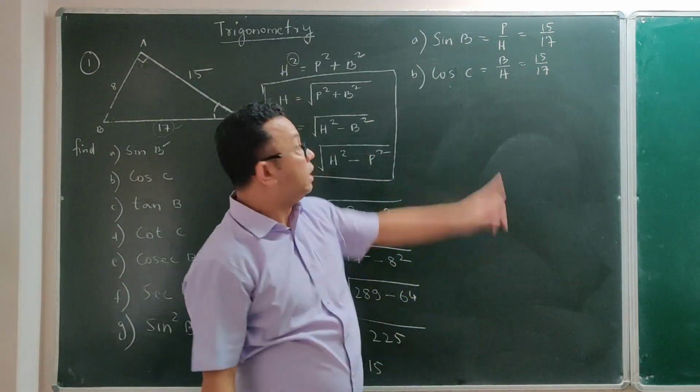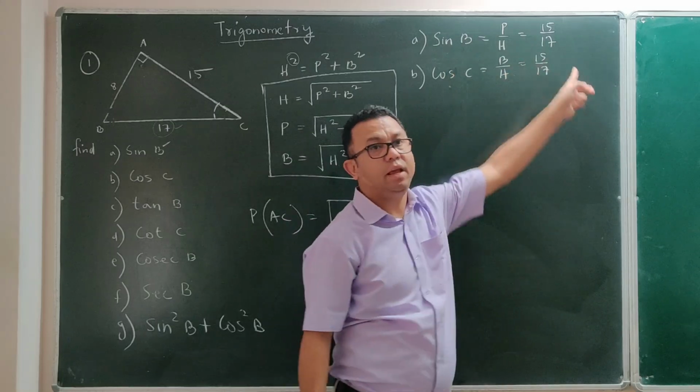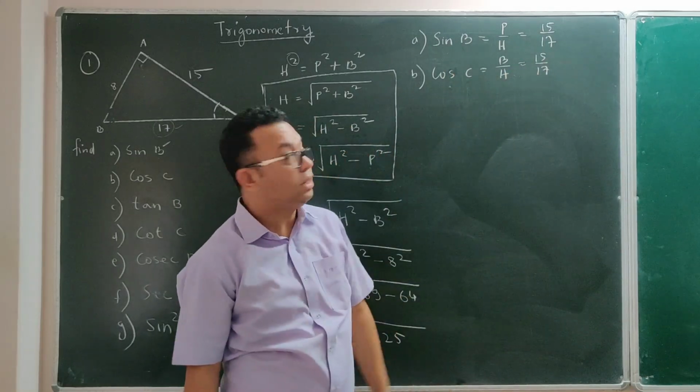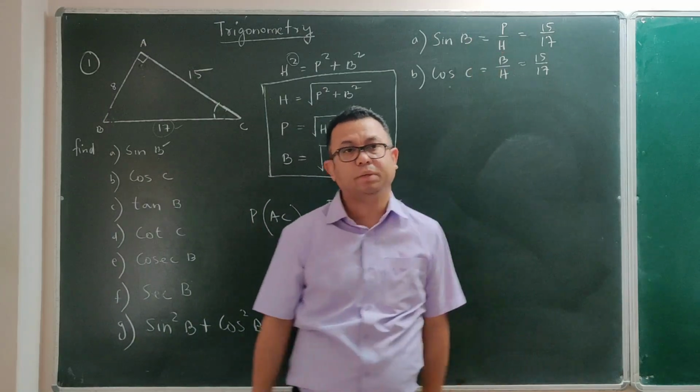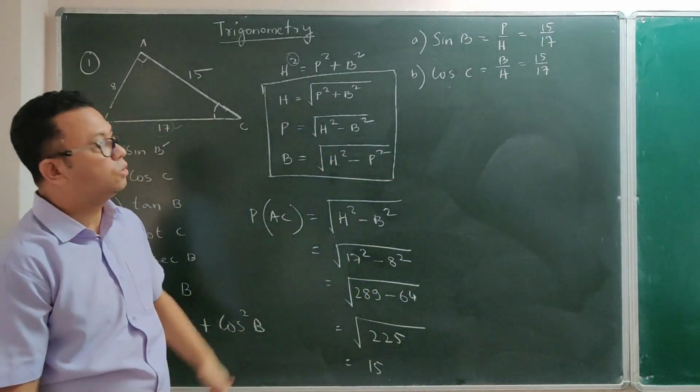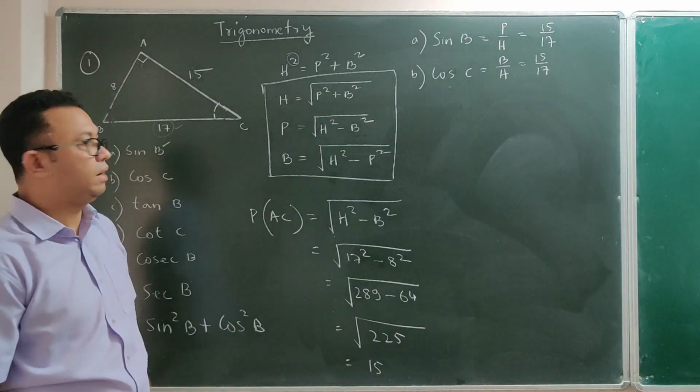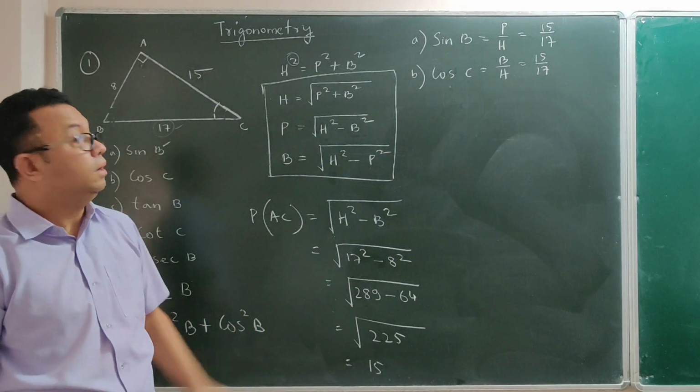Now you must be wondering how sin and cos are the same. Yes, 15 by 17, 15 by 17. They are the same because the angles are different. One angle of reference is B, the other is C. So in this case it came out the same, but not necessarily every time it will be the same. It will be something different.